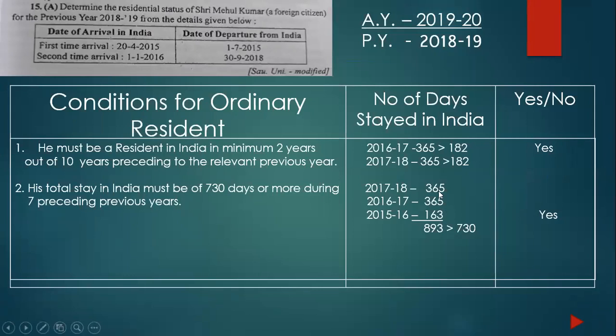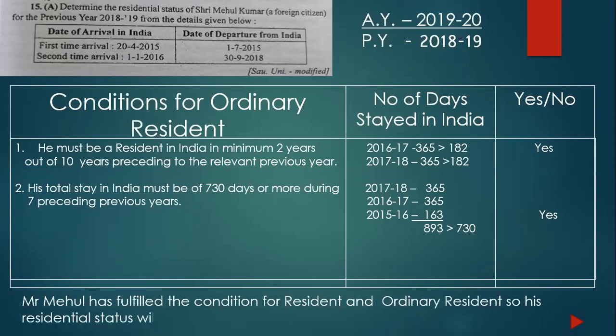Then we take the total of these 3 years. This total will be 893, and you can see that 893 is greater than 730. So even this condition is fulfilled by Mr. Mehul. So he has fulfilled the conditions for resident and ordinary resident both. So we can conclude that Mr. Mehul has fulfilled the conditions for resident and ordinary resident, so his residential status will be resident and ordinary resident.